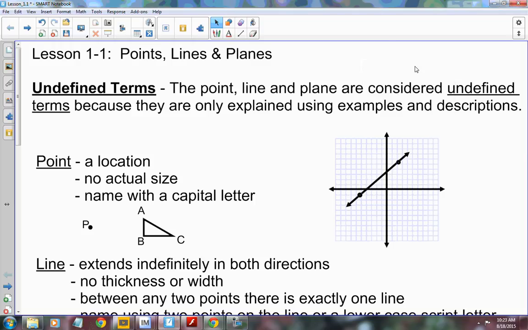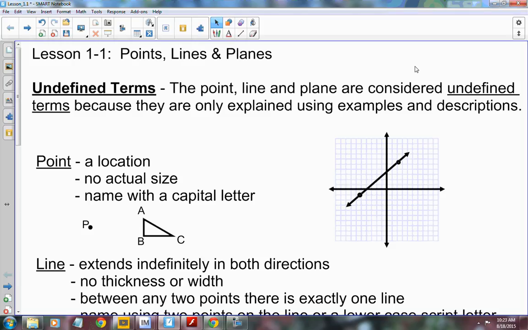So today we're going to start chapter 1. We're going to talk about points, lines, and planes. And all this stuff you might have had to some extent in your other classes, okay? Sometimes I'm not real sure how specific they are in teaching you how to name things, so I want to make sure that we go over that today.